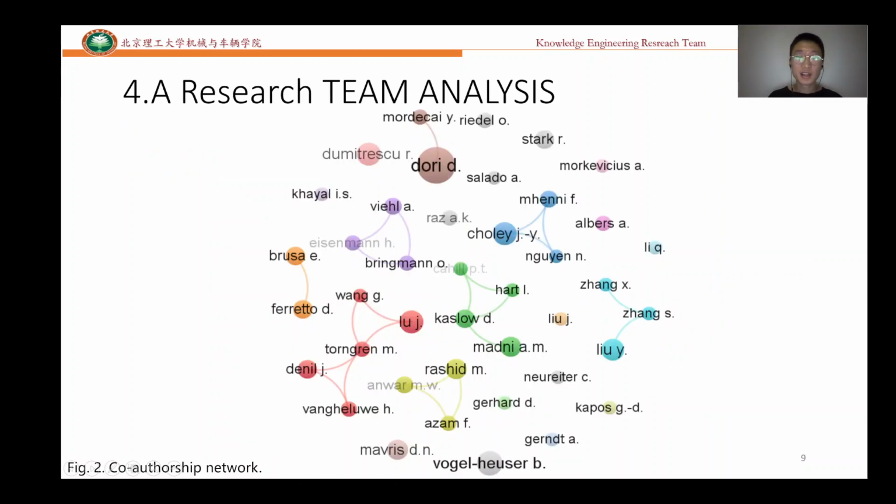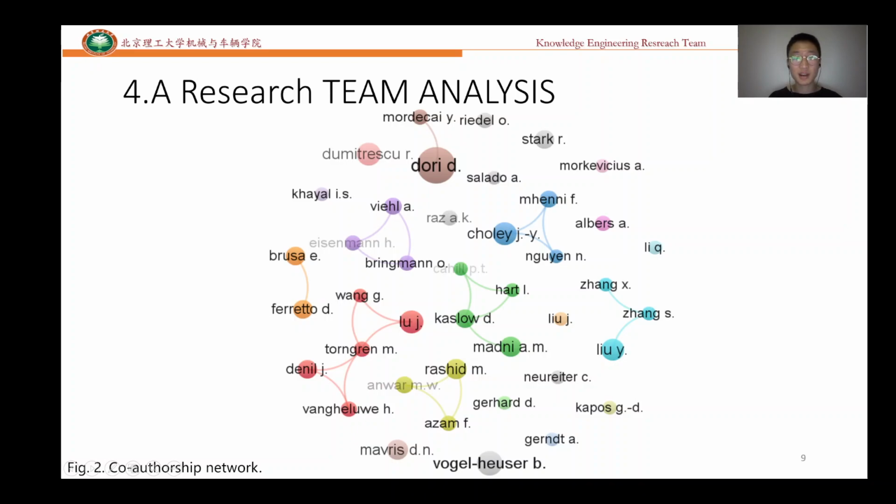By using co-authorship analysis, we set authors with at least 6 publications to appear on the network. We obtained the key research teams in MBSE, which are represented by the core authors, as shown in Figure 2.